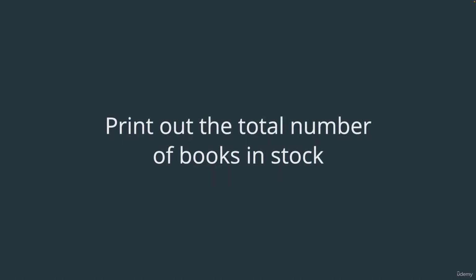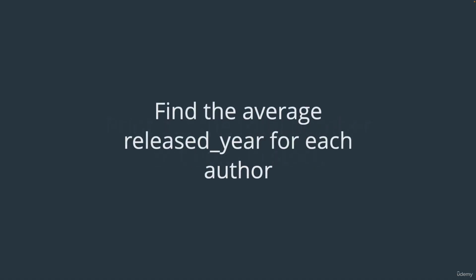Then print out the total number of books in stock. So we have the stock quantity for each book, just sum that all together. And then find the average released year for each author.